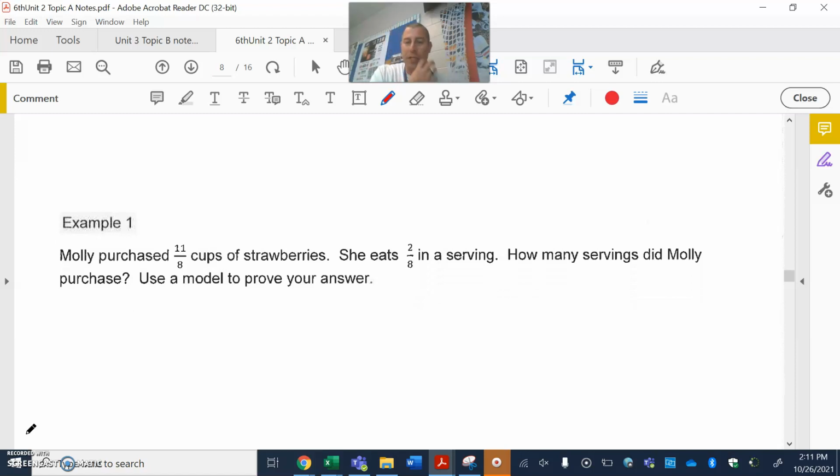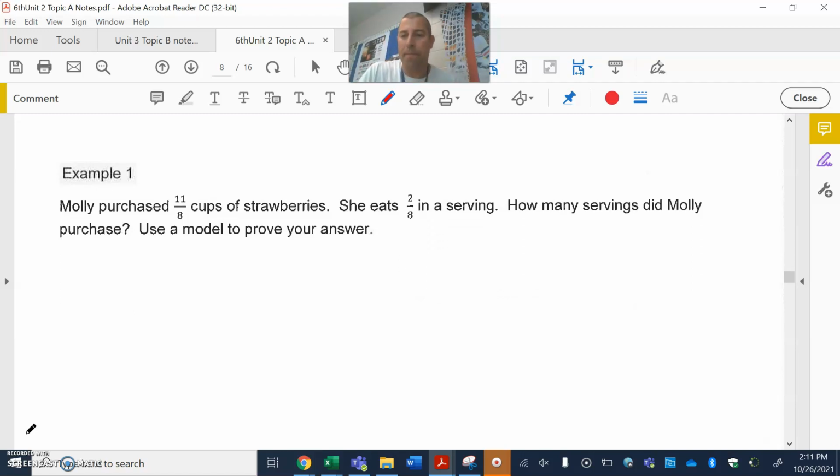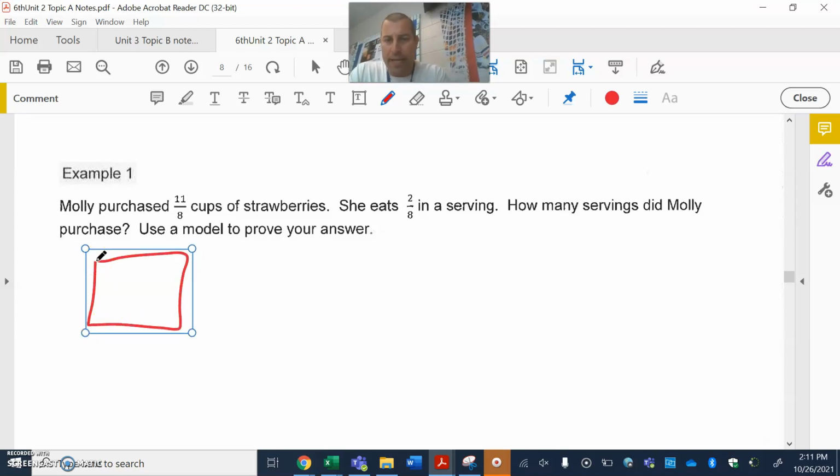Okay, so example one. Molly purchased 11/8 cups of strawberries. She eats 2/8 in a serving. How many servings did Molly purchase? The idea here is she's got this many strawberries, and then she's dividing them up into groups of 2/8 because that's how much is in each serving.